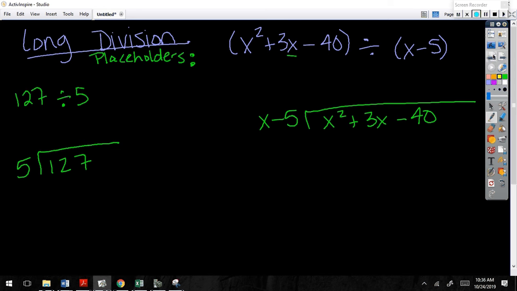Look at the first example, the 127 divided by 5, and tell me what your first step is. You say, what can I multiply 5 by to get as close as I can to 12, right? And you write it up here, okay? Come over to your other example. We're only going to be looking at first terms. That's the biggest difference here. What can you multiply x by to get as close as you can to x squared? X. Okay, this is going to be my x squared column. This is going to be my x column and my constant column. Neatness here is what's going to save you.